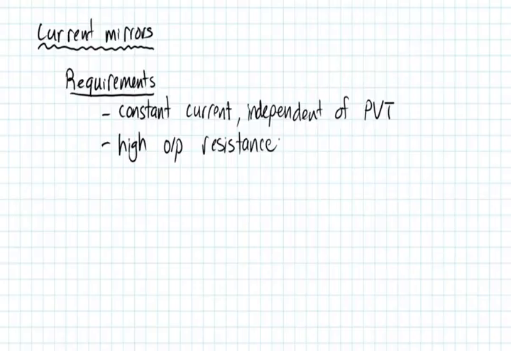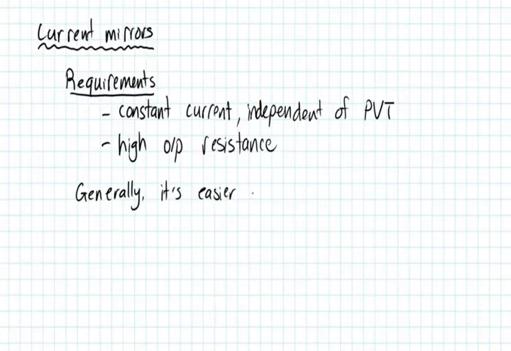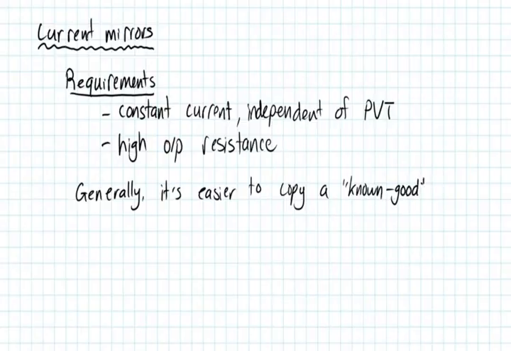There's a lot of literature on building band gap references and other types of low power current references, including some research going on in my own research group. But generally, we only like to do this once, and so generally what we say is that it's much easier to copy what we call a known good current somewhere else on the chip.